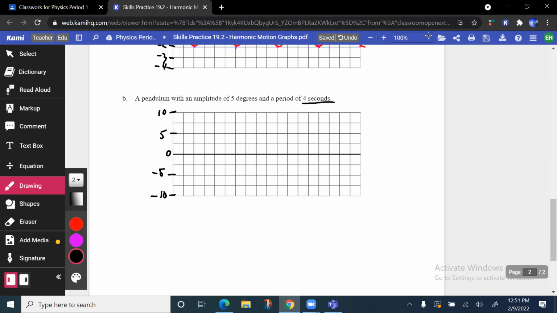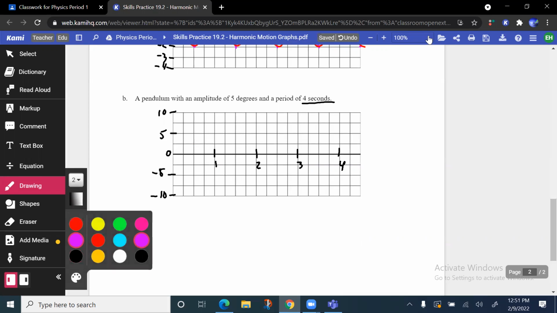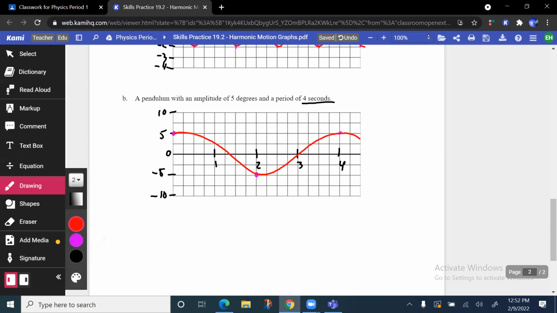I'm going to use the exact same scale here and go every 4 boxes 1 second. Now for this time, okay, your amplitude is up here at 5 degrees, but this time it's going to repeat every 1 second here, and then the other side of the amplitude down at 2 seconds. And your graph would be stretched out a lot longer, okay, because the period was greater.